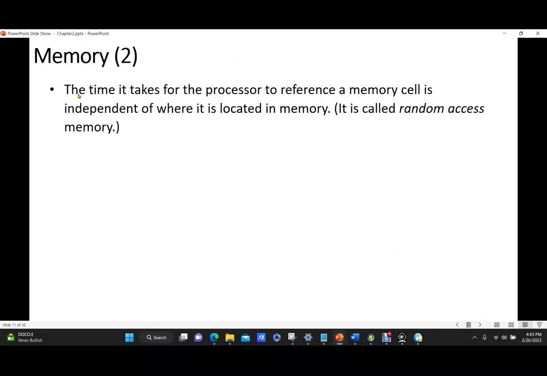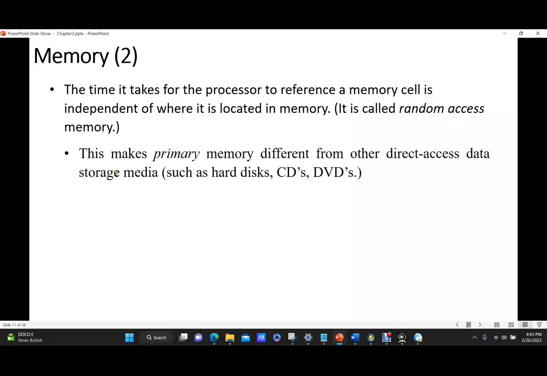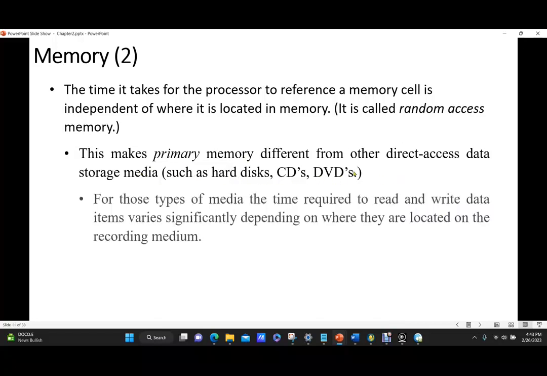How long it takes for a processor to reference a memory cell is pretty much independent of where that cell is located in memory. That's why the memory is called random access memory. That makes this primary memory different from the other kinds of storage media: hard disks, CDs, DVDs, and so on.